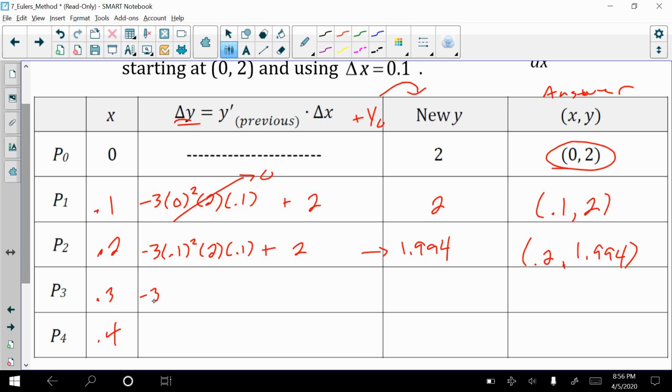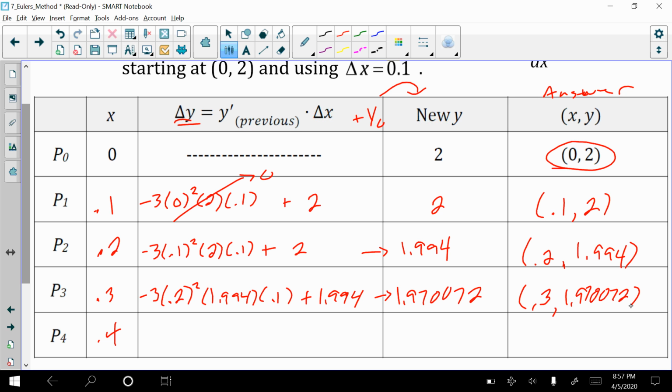So we have negative 3 times the previous x number, 0.2 in this case, squared, times the previous y number, which is 1.994. Delta x is still 0.1, and we're going to add the previous y number of 1.994, and that gives me my new y number of 1.970072. So the solution for my third step would be x of 0.3 and y of 1.970072. So hopefully you're starting to pick up on the pattern of how you're using Euler's method here.